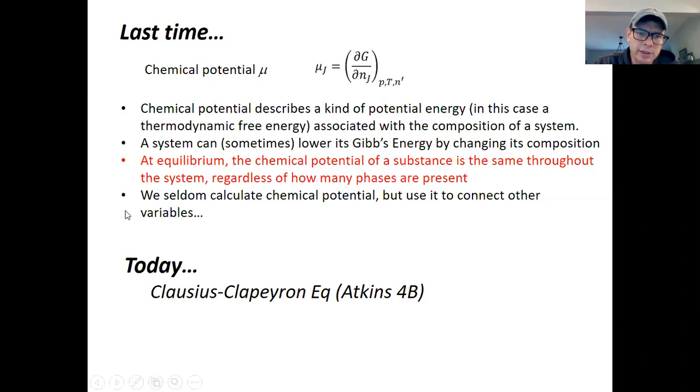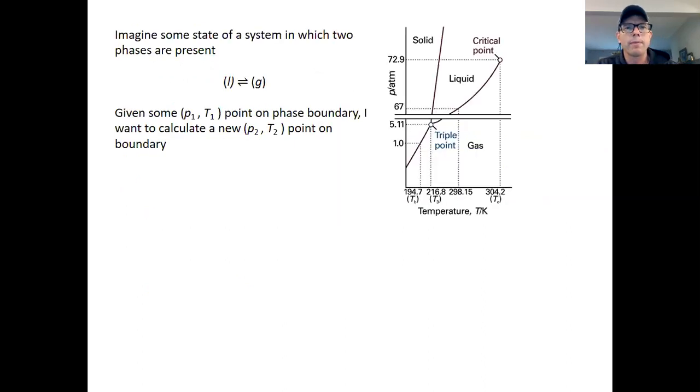I left with this sort of teaser, which is to say that we seldom calculate the chemical potential directly, but we use it to connect other variables. And today I'm going to give you probably the most important example of that, which is called the Clausius-Clapeyron equation, described in Atkins 4B. So let's get into it.